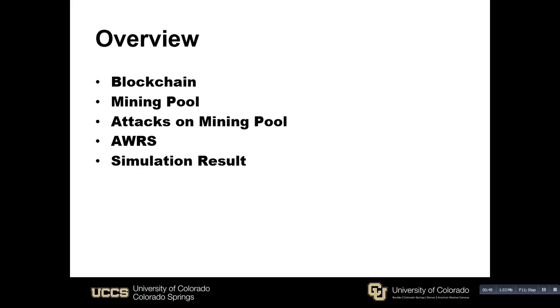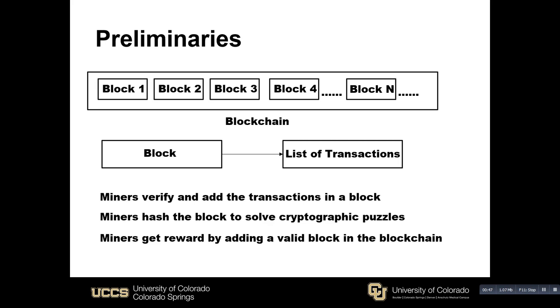result of AWRS. A blockchain is actually a public ledger where the data are stored in the form of blocks, and these blocks are like a linear list. They are connected one after another, and inside a block there is a list of transactions. A block size is approximately 1.02 megabytes, so the transactions are added according to that size.